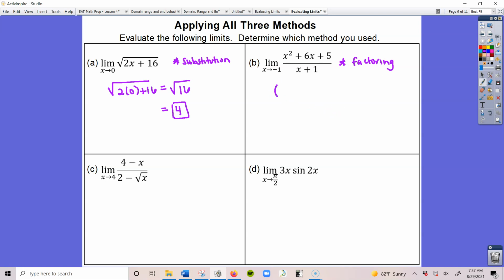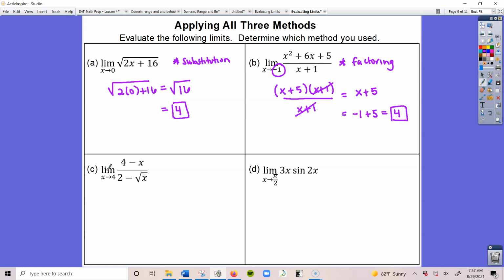The numerator can be factored to (x plus 5)(x plus 1). And the denominator is x plus 1, which will cancel out here. So my simplified function is x plus 5. Now we can go ahead and plug in -1. So I get -1 plus 5, which is also equal to 4.